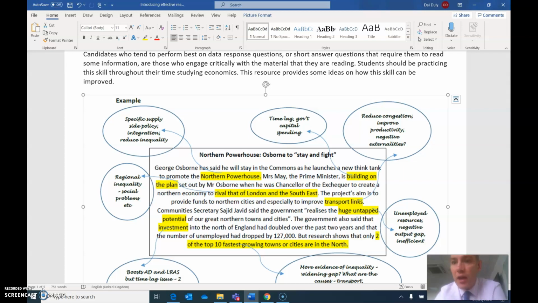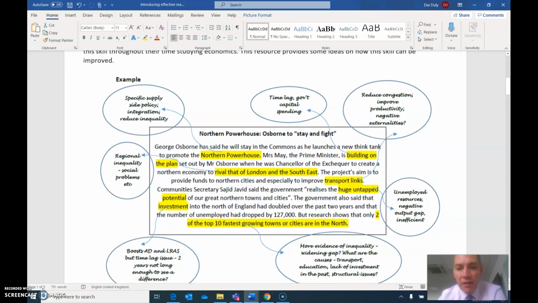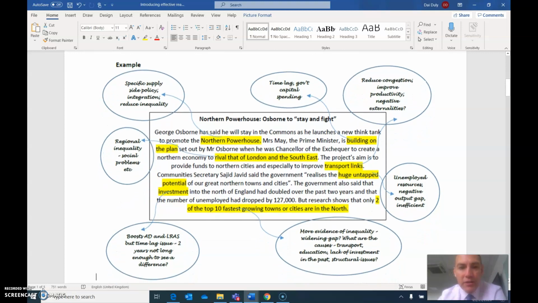Now the worst scenario is that students will read a passage, they'll underline, they'll then look at the question, go back, flick over, and they'll just see loads of underlining and they won't know what was important. So the examples I'm going to show you in a moment will help you to critically engage with the material, and this is what I want you doing with everything that you read for the next 2 years.